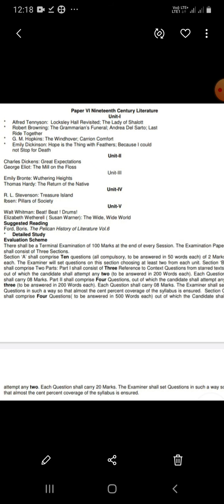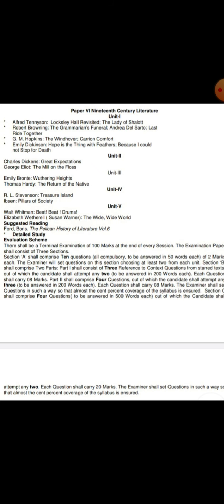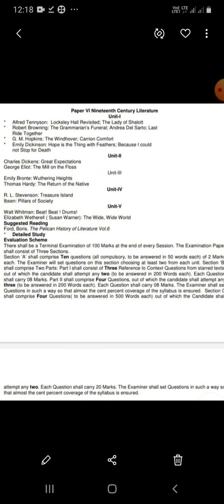In Unit 2, we have 2 great novelists. One is Charles Dickens and the other one is George Eliot. We have Great Expectations, a very famous novel by Charles Dickens, in your syllabus, and George Eliot's The Mill on the Floss is in your syllabus.